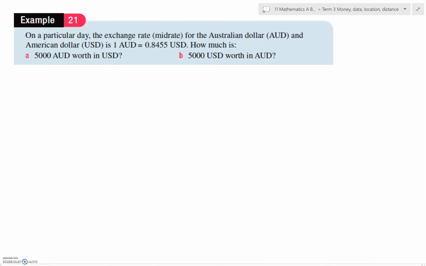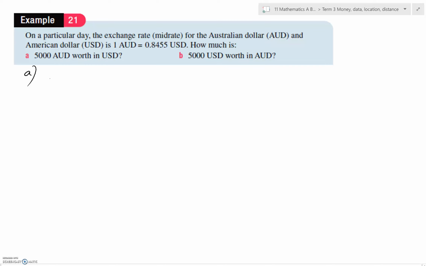So obviously if you convert it to a different currency, you're going to have a different amount than you might have started with. So in this case, we're told that for every 1 Australian dollar, we're only going to get 84.55 US cents. So less than 1 US dollar. So it wants us to work out, if we have 5,000 Australian dollars, what is that worth in US dollars? And we're going to use the exchange rate to do that. And if we had 5,000 US dollars, how many Australian dollars would we get for that? And we're just going to use the mid rate here. We're not going to use any of the buy and sell rates. So let's work on each one.